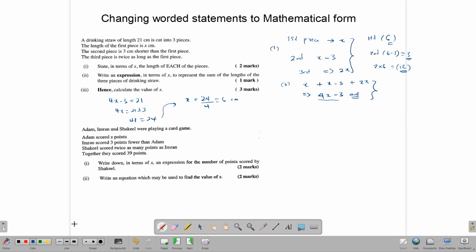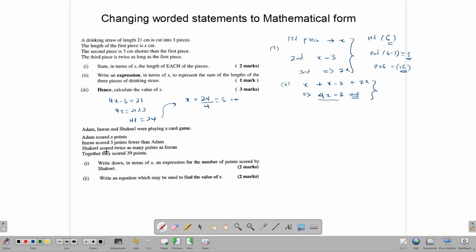Now let's look at this part of the question in the second part. Adam, Imran, and Shakil were playing a card game. Adam scored x points. Imran scored 3 points fewer than Adam. Shakil scored twice as many as Imran. Together they scored 39 points. So write down in terms of x an expression for the number of points scored by Shakil.